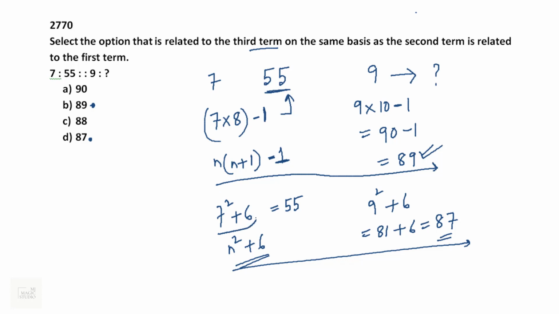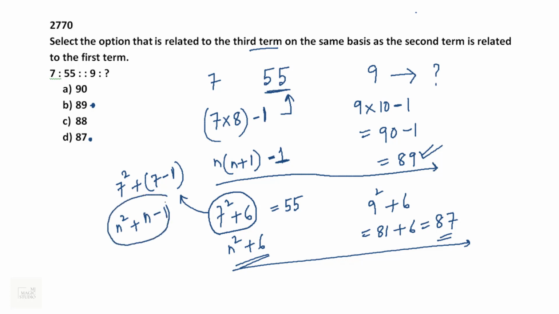Now, if we try to convert this whole lot into variable, can this be written as 7 square plus 7 minus 1? That is, it will become n square plus n minus 1, which will again go back to our previous form. So somehow with these things I will go in for 89. That should be the answer.